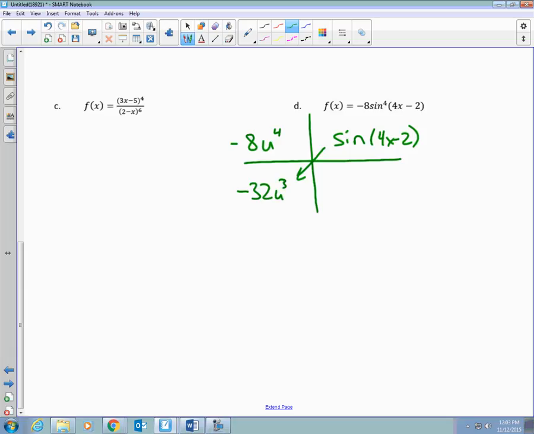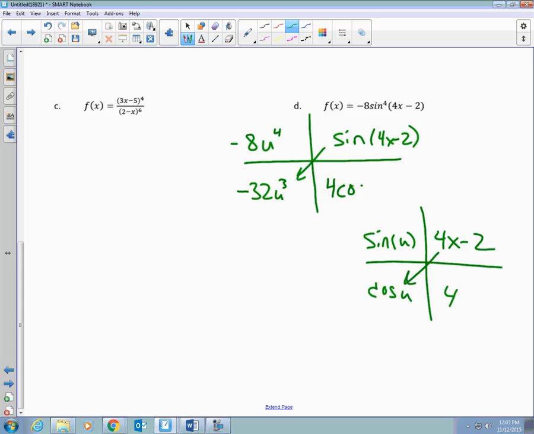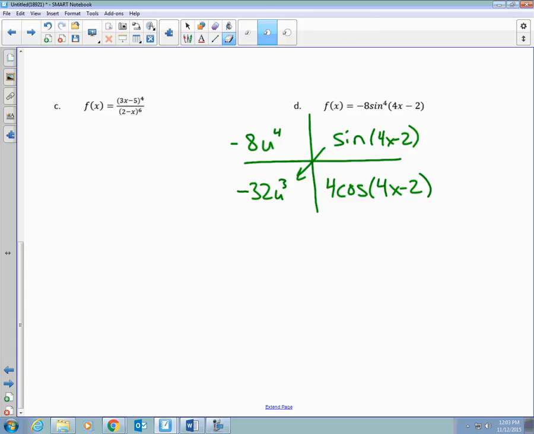What do I have to use to find the derivative of sine of 4x minus 2? Chain rule. Now, some of you could just do that by looking at what's the derivative of the inside. 4, what's the derivative of the outside? Yeah, so there you got your answer. So you end up with 4 cosine of 4x minus 2. My final answer, I multiply these together, and I substitute u back in. What's -32 times 4? -128. Sine of 4x minus 2.